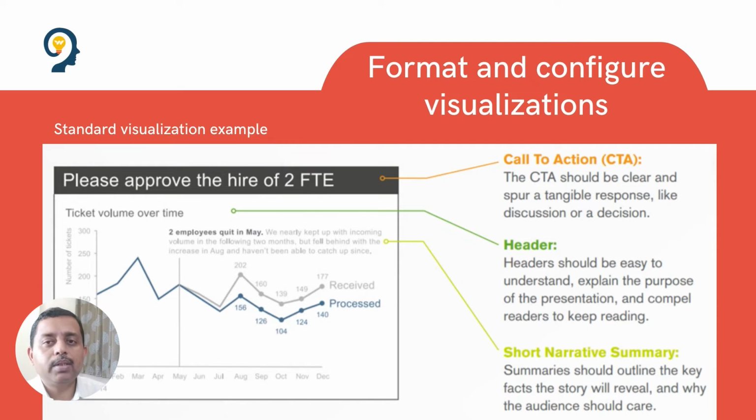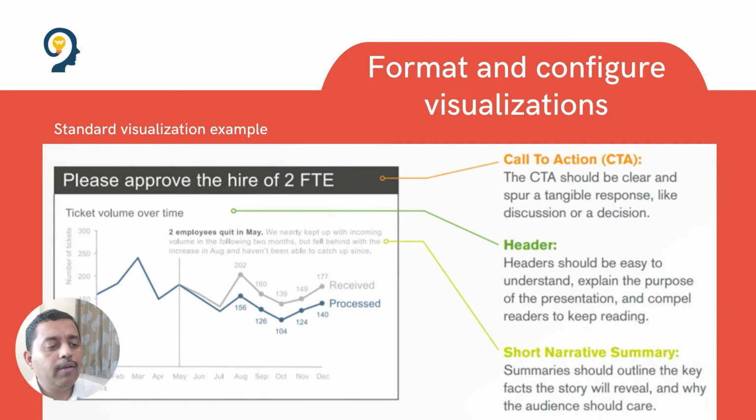Here we say that we have a strong case where we need to hire 2 people and we need the approval for that. Why? Maybe this is a call center, a contact center, customer care, something like this. They receive tickets and they process tickets as well. If you look at this entire graph, last year, till May, we did not have any issues. Whatever volume was coming, the tickets were handled properly.